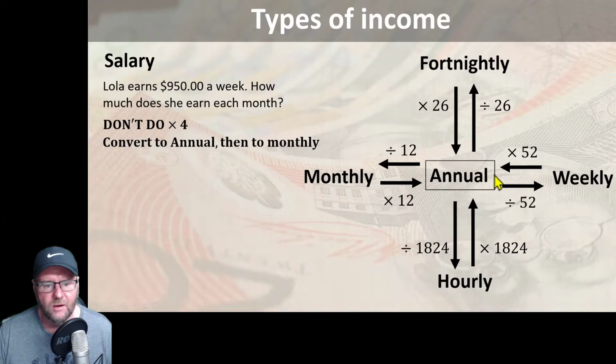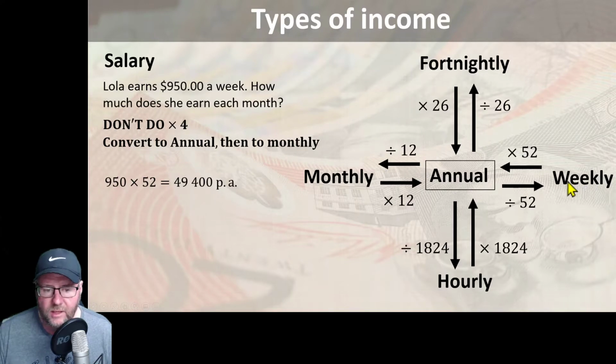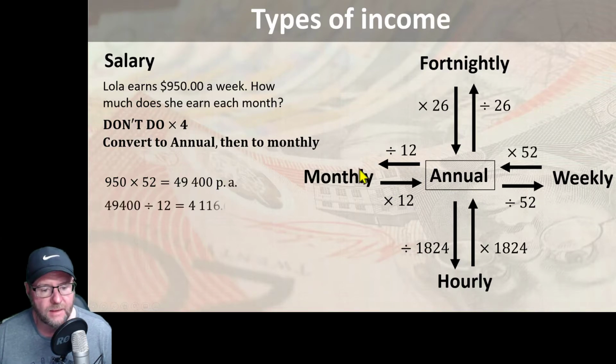So we're going to take our weekly amount. We're starting here at weekly, and we're going to follow it across. We're going to convert it to an annual amount. So I'm going to times it by 52 to get to an annual, and then I want to get across to monthly from there, so I'm going to divide by 12. So let's have a look. $950 per week times 52 means an annual amount of $49,400. So the annual salary for Lola is $49,400. Now that I've got an annual amount here, I can convert that to a monthly amount by dividing by 12, as my little arrows and map show.